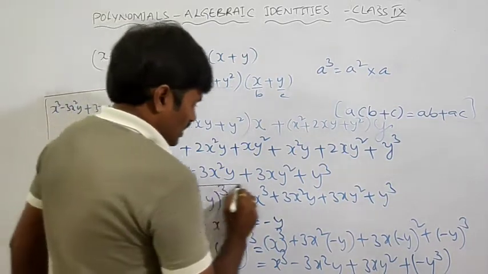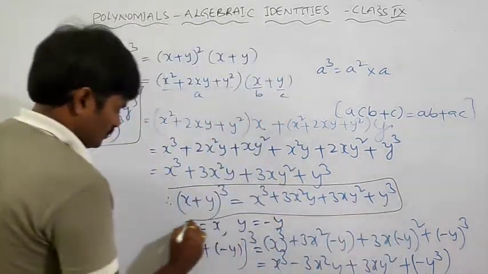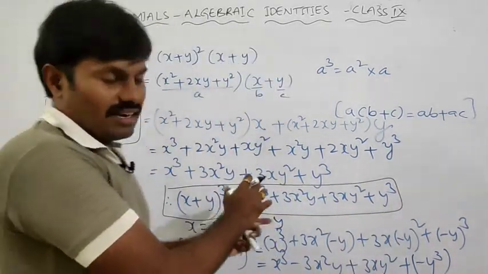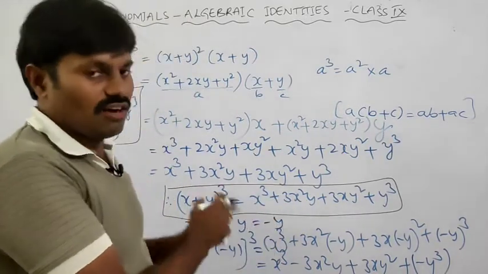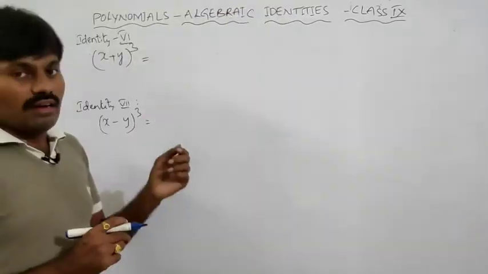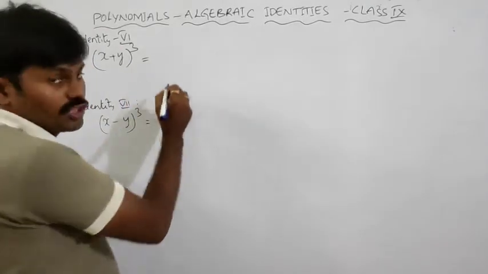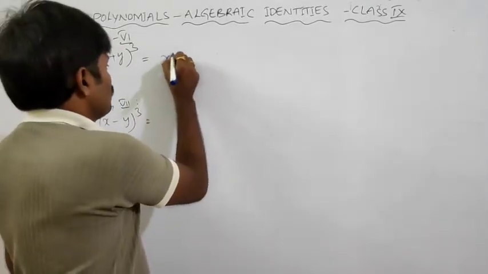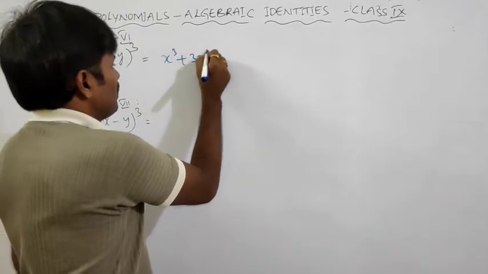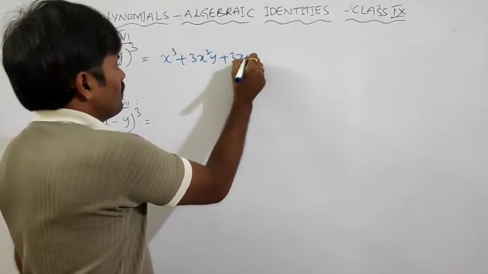This is the formula of (x plus y) whole cube. And we can write it in another way also. Let us see how to write it in another way. What is the formula for that, meaning the expansion of (x plus y) whole cube? Yes, x cube plus 3x square y plus 3xy square plus y cube.